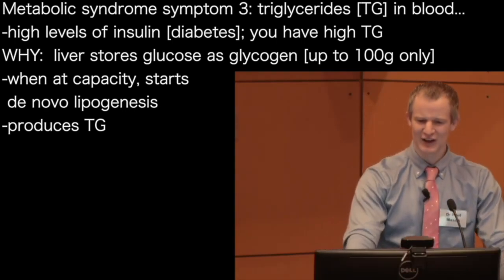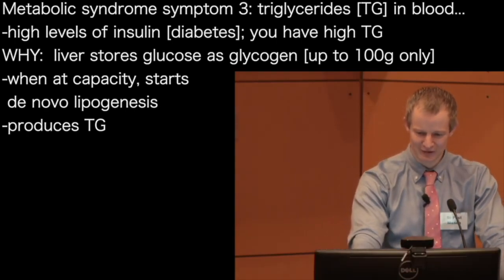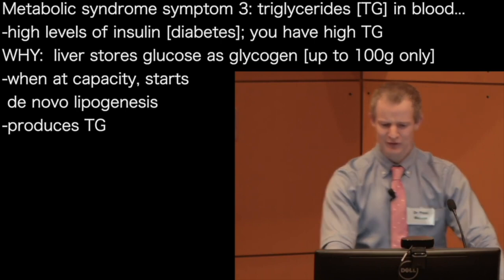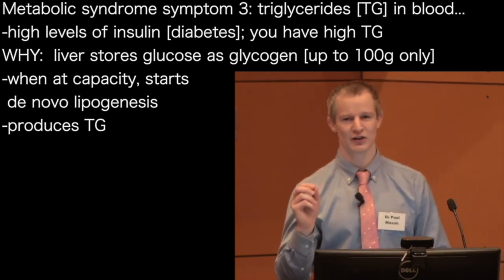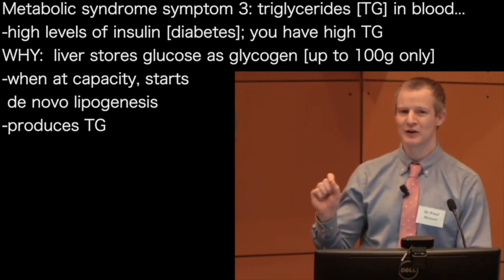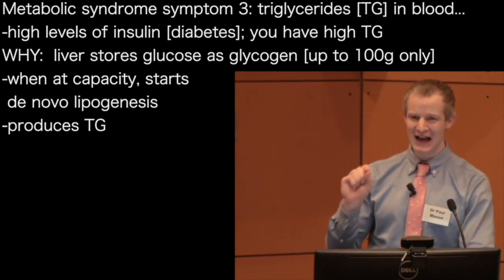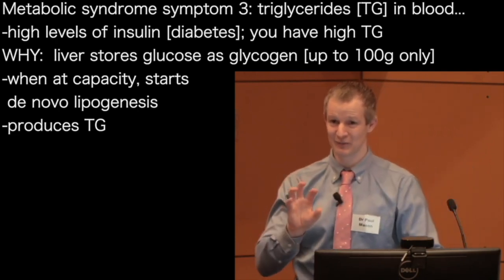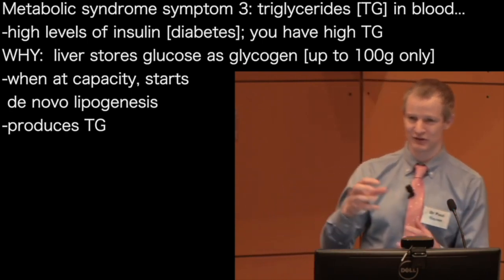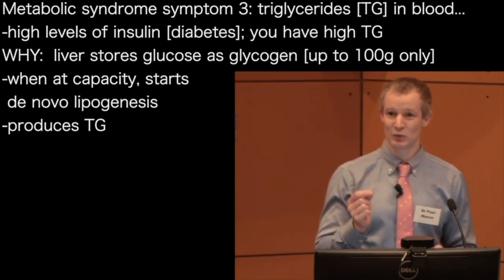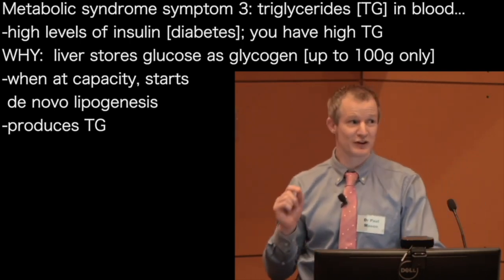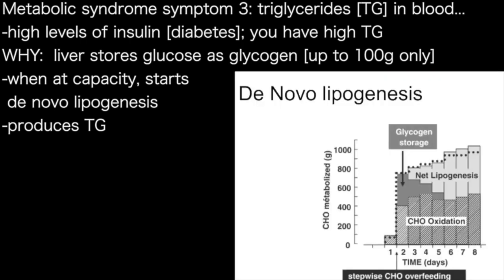Now, to understand why you have high levels of triglycerides, we first of all have to understand that the liver can store glucose as glycogen, but only up to a point, 100 grams. After you flood the liver with sugar and it reaches its capacity, it has nowhere to go, it can't be stored. So instead what happens is it starts this process called de novo lipogenesis. De novo lipogenesis means you'll produce fat, you'll produce triglycerides.